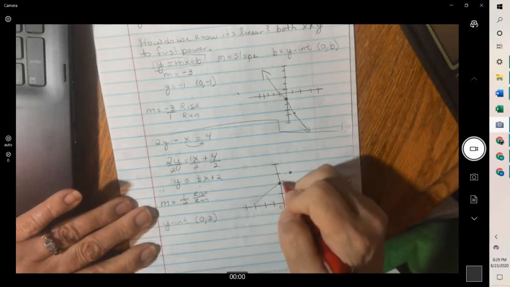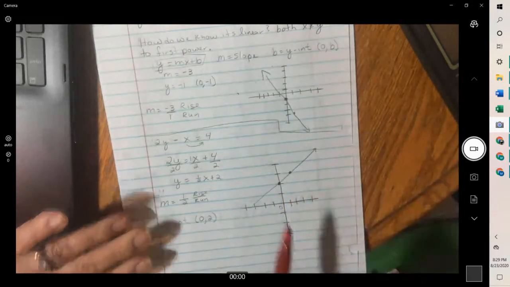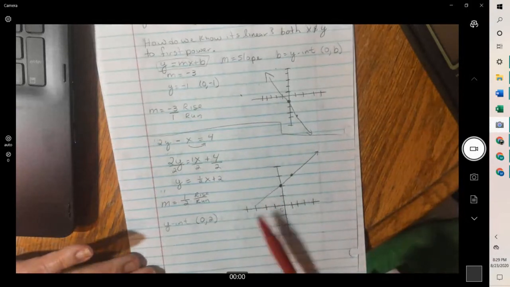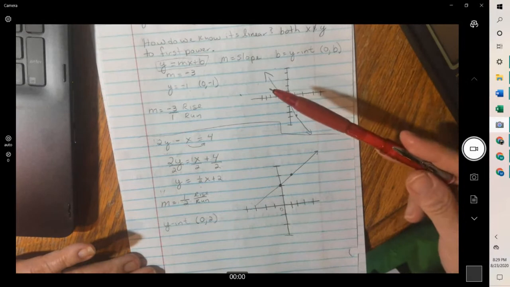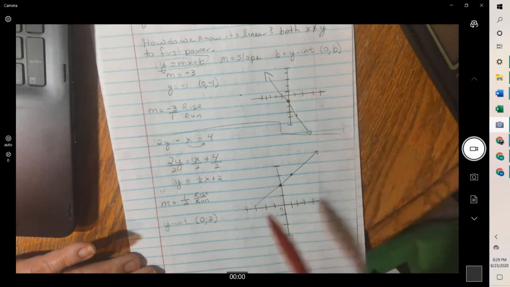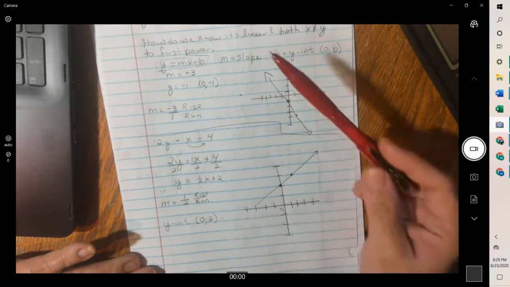And there's my line. Notice that this one was positive, and it went up. This one was negative, the slope, and it went down. So a positive slope increases, a negative slope decreases.